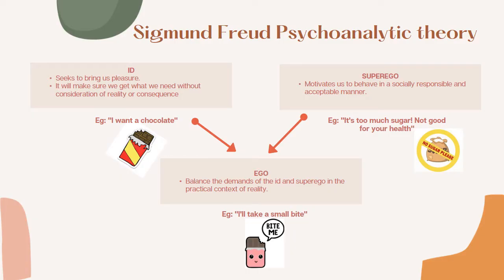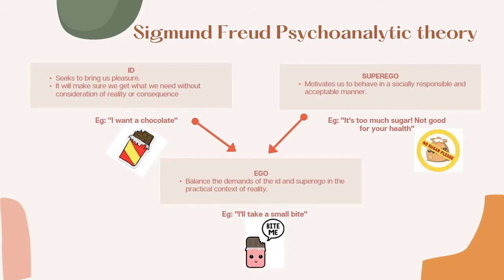And then we have Sigmund Freud's psychoanalytic theory. He explained in this theory that our personality developed through the interactions of three components of our mind, that is id, superego, and ego. Id is the one that seeks to bring us pleasure. It will make sure we get what we need without consideration of reality or consequence.